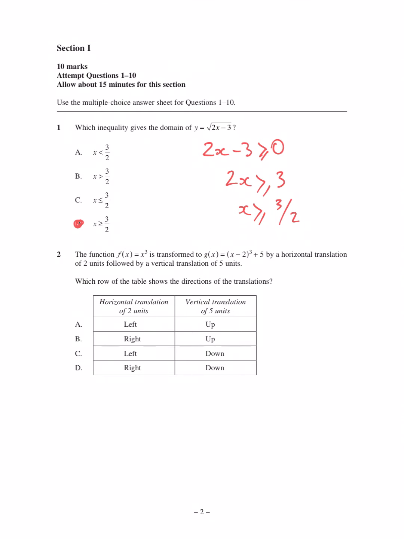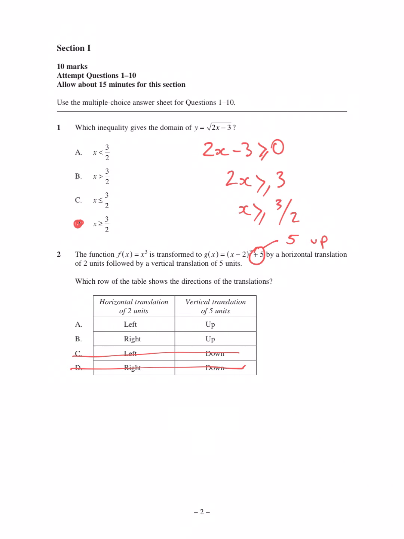All right, we've got a function f(x) equals x cubed. It's transformed to give me this (x minus 2) all cubed plus 5. And we've got our two translations that have happened there. Horizontal translation of 2 units followed by a vertical translation of 5 units. What's happened here? The plus 5 is pushing me 5 up. So that automatically means that C and D are gone here.